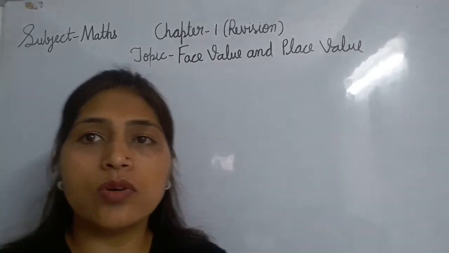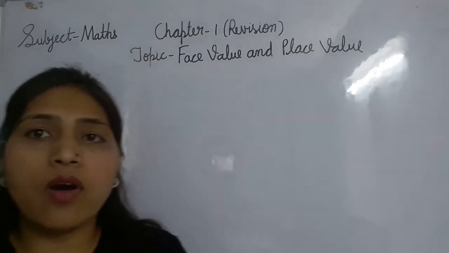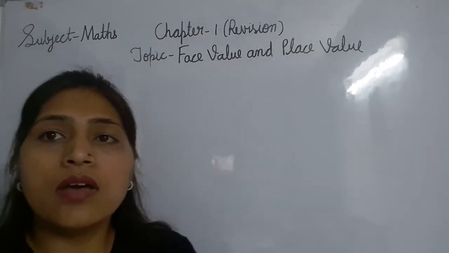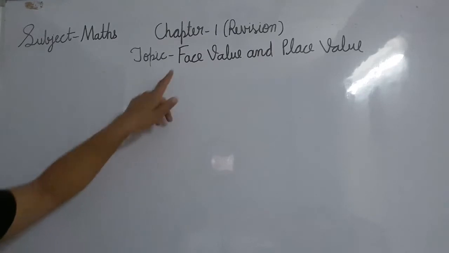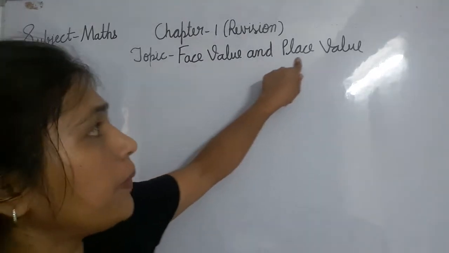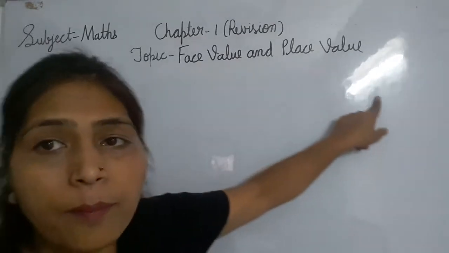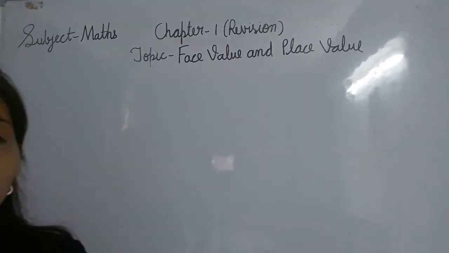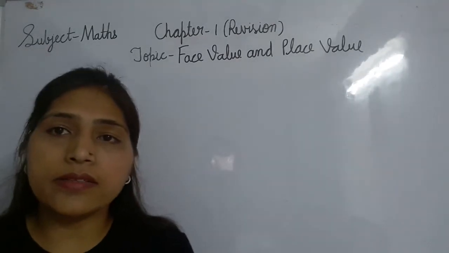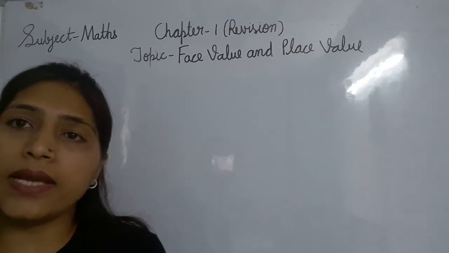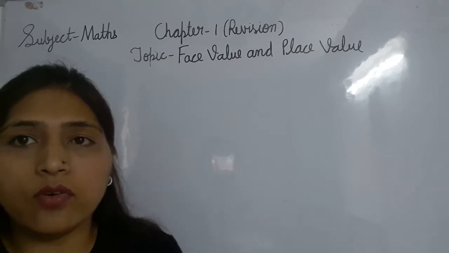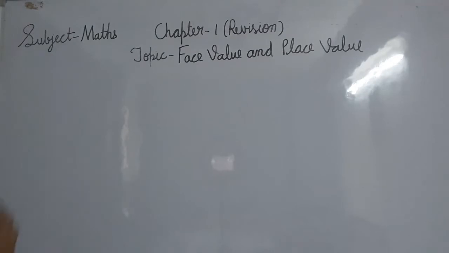Yes. So, chapter 1 number is going on. Revision we are doing. So, today's topic is face value and place value. What is the face value and what is the place value? When we write any number, each digit has a place value and a face value. So, first we will discuss the face value. What is the face value?